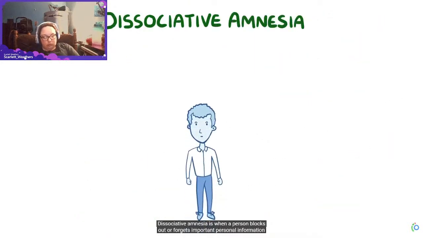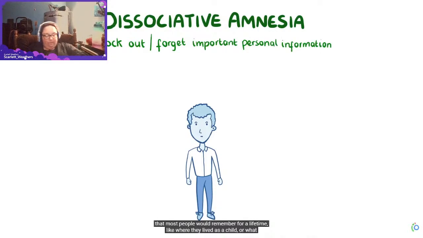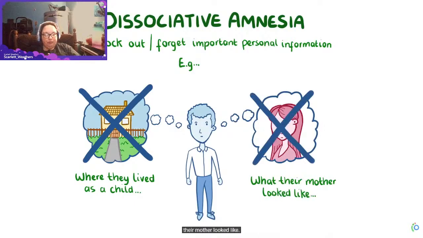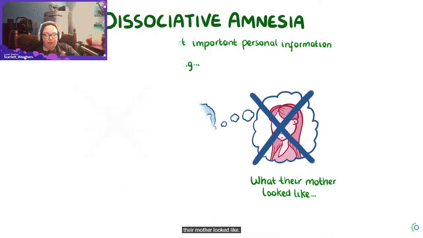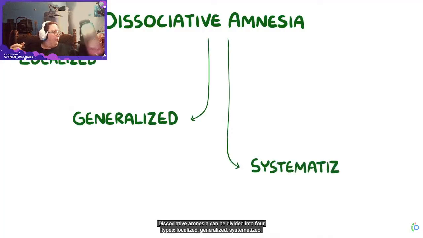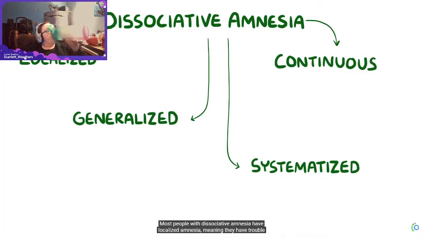Dissociative amnesia is when a person blocks out or forgets important personal information that most people would remember for a lifetime, like where they lived as a child or what their mother looked like. Dissociative amnesia can be divided into 4 types: localized, generalized, systematized, and continuous.